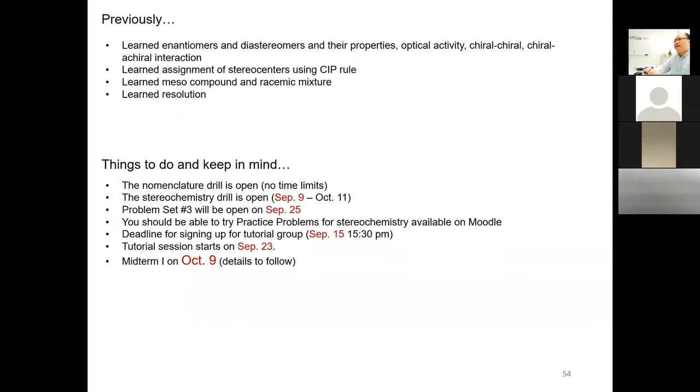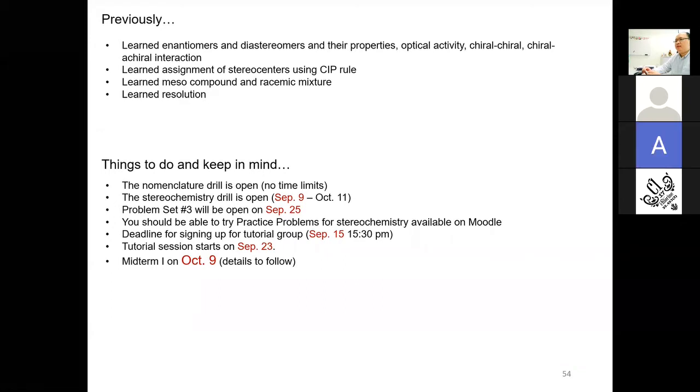Okay, there are a lot of things I would like you to keep in mind this time. So first, the nomenclature drill is still open, so there is no time limit, but I would recommend you try it as soon as possible. And the stereochemistry drill is also open now, from September 9th to October 11th.